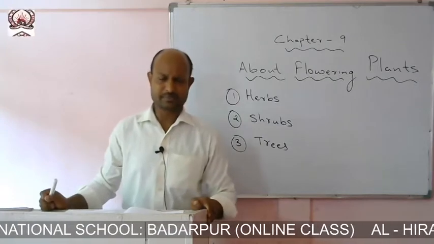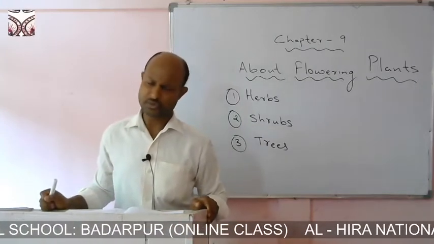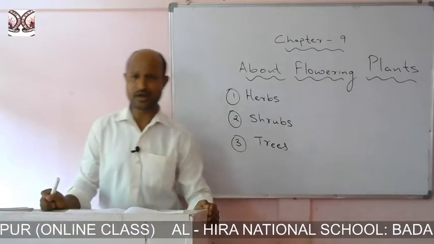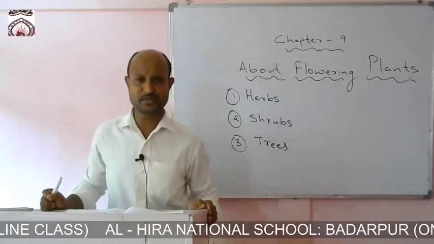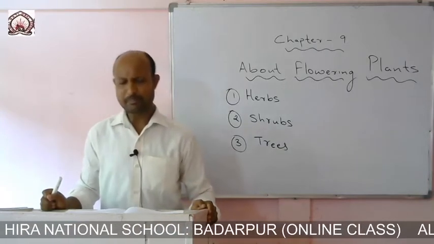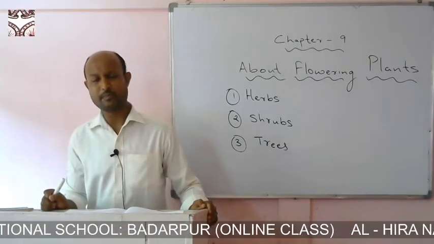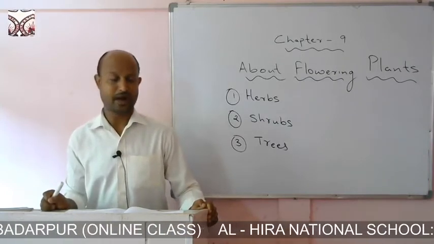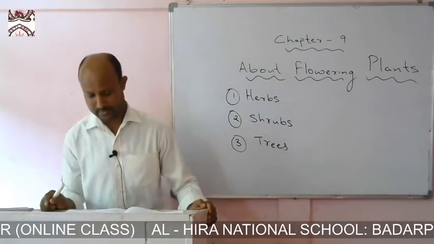Some of the herbs last only for 1 or 2 seasons. Those herbs that last for 1 season are known as annuals, and those that last for 2 seasons are known as biennials. And some of the plants even last for many years. That means they live for a long time. They are known as perennials.